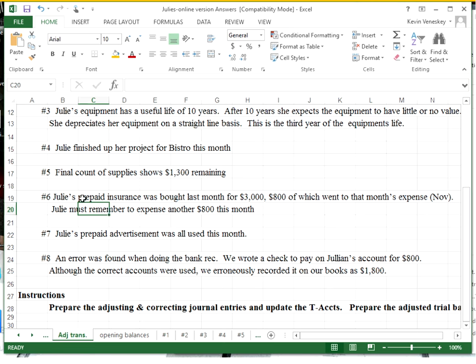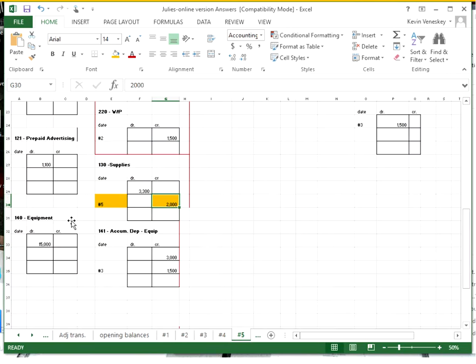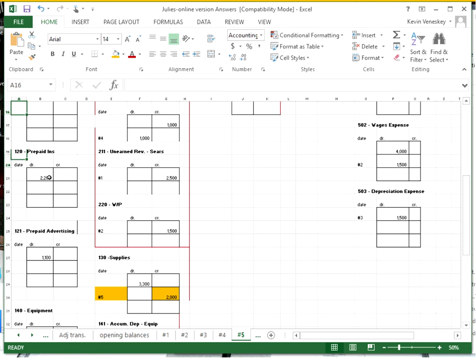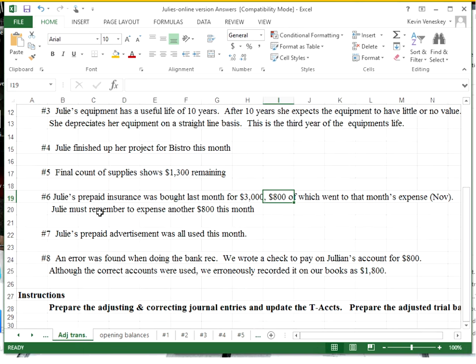Number 6 and 7, I'm going to do those together, but we'll look at number 6 first. So back on number 6, we originally paid $3,000 for insurance. That was in November. Out of that $3,000, $800 was immediately expensed for November. So if I paid $3,000 and $800 of it was used for November, hopefully you can see that I should have $2,200 left in my prepaid. And if I look back, I do have my prepaid account showing $2,200, so that makes sense.